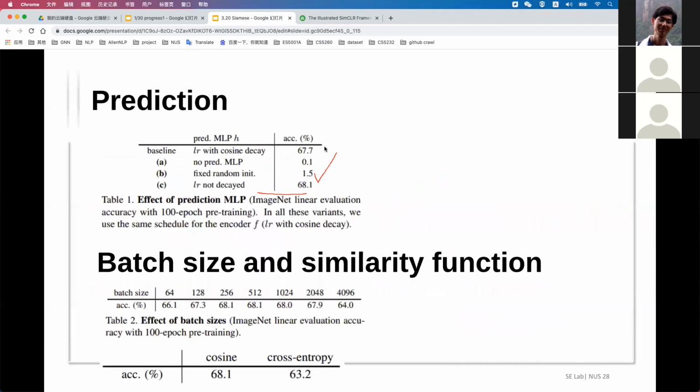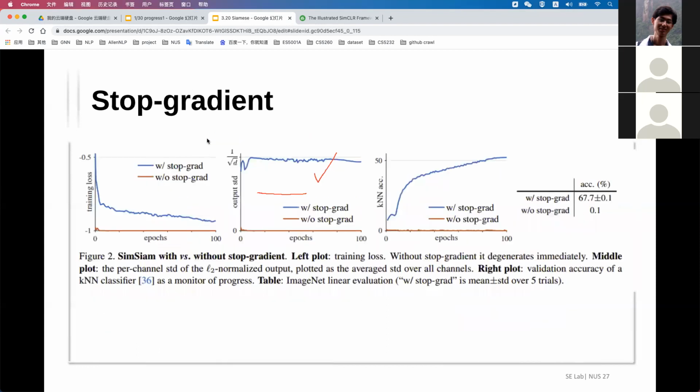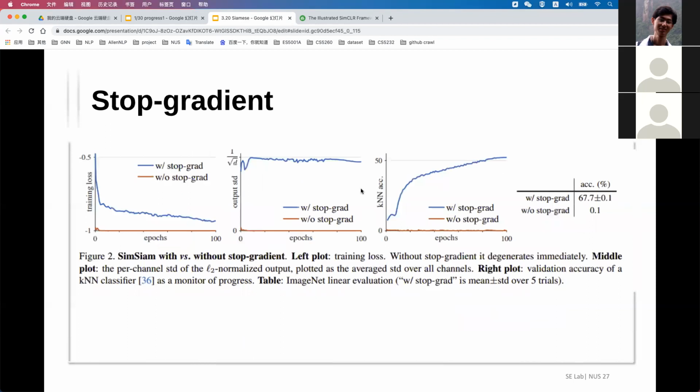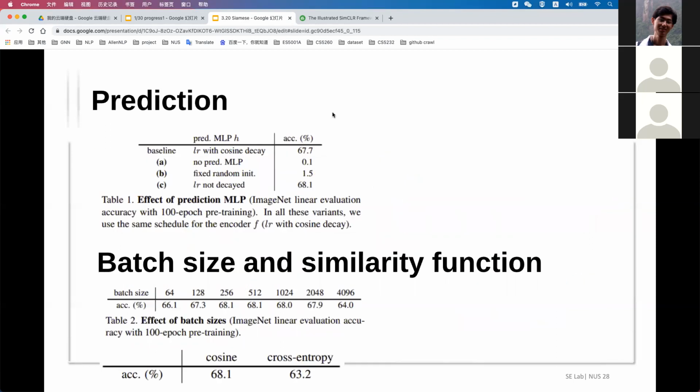Okay, so the stop gradients, and there's no momentum. Yeah, no momentum, just the stop gradients, it works. Why? I didn't get it. So any intuitive explanation for that? Yeah, it's in the later part.